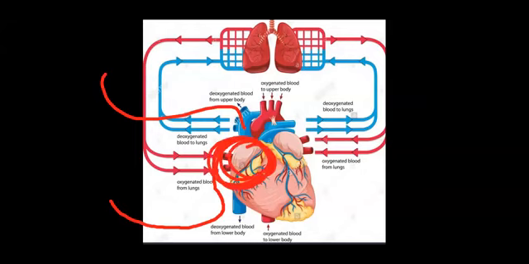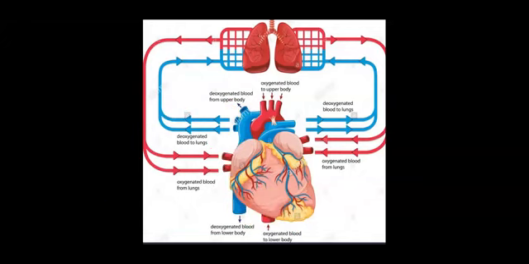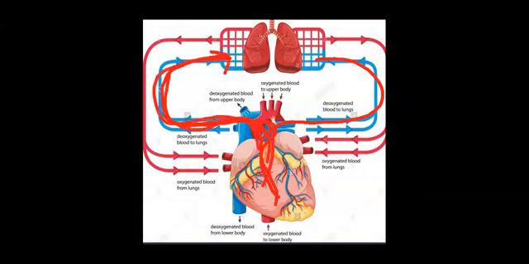Once it contracts, it pushes the blood into the right ventricle. From the right ventricle, the blood goes to the lungs with the help of the pulmonary artery. And what kind of blood is this? This blood is nothing but the deoxygenated one, which reaches your lungs for its oxygenation.